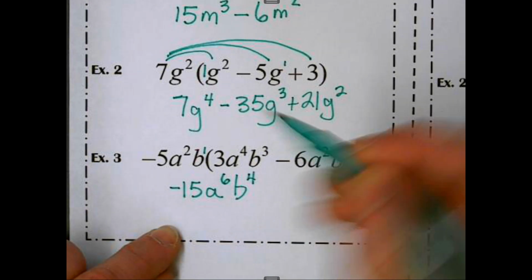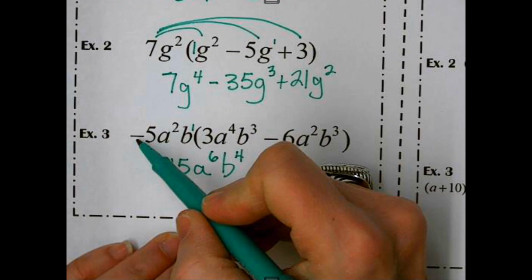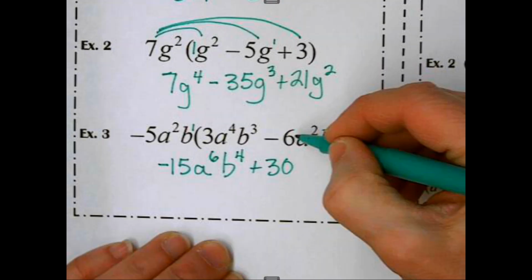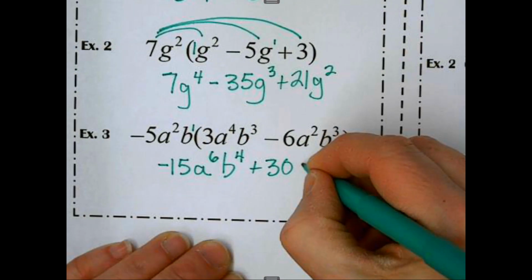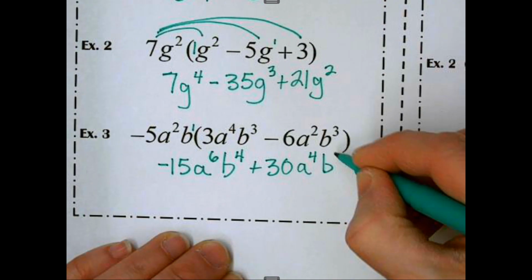Negative times a negative is a positive 30. Negative 5 times negative 6. A will be to the 4th. B will also be to the 4th power. So we're just adding those exponents.